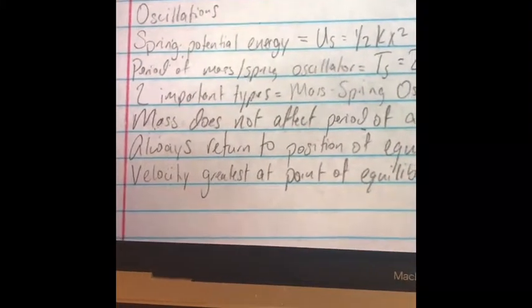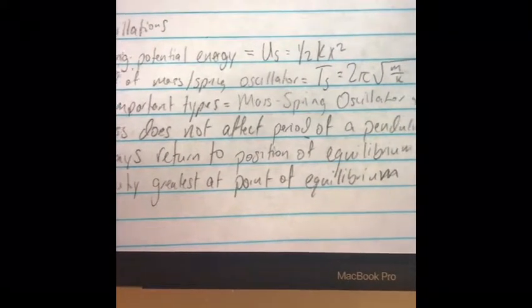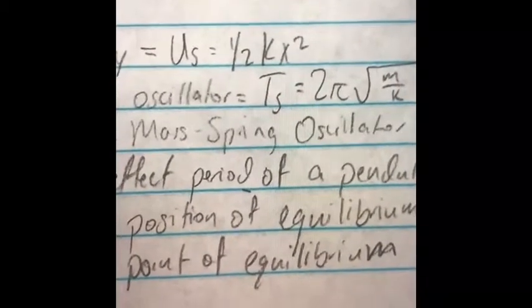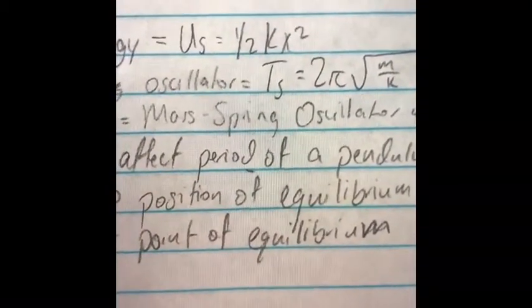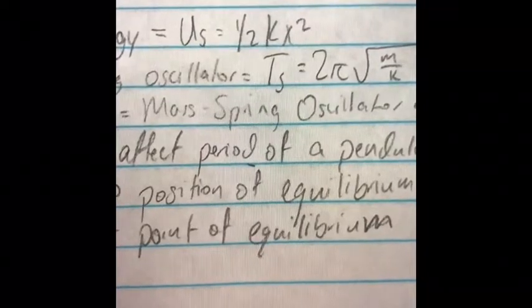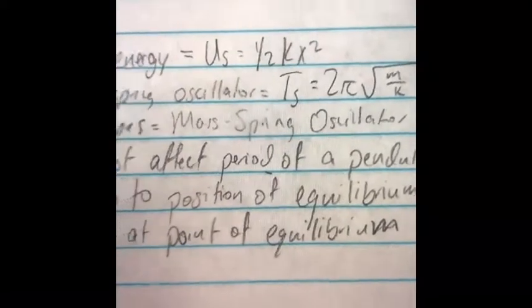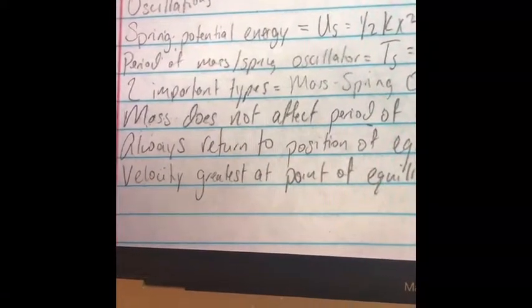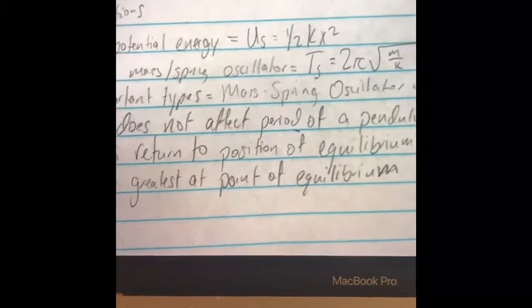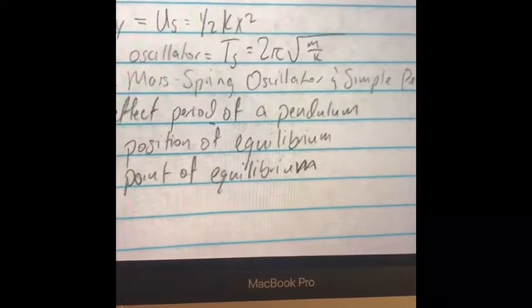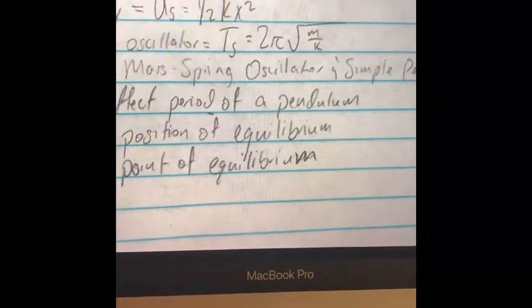And now we have oscillations. Spring potential energy is 1/2 the spring constant times x, the distance compressed, squared, and the period of a mass slash spring oscillator is 2 pi times the square root of the mass over the spring constant.